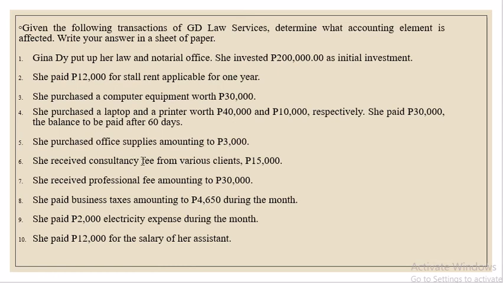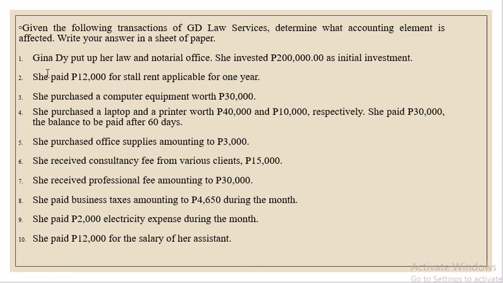Given the following transactions of GD Law Services, determine what accounting element is affected? Write your answer in a sheet of paper. So go and get a paper and let's practice solving this one. So Gina D put up her law and notarial office. She invested 200,000 as initial investment.